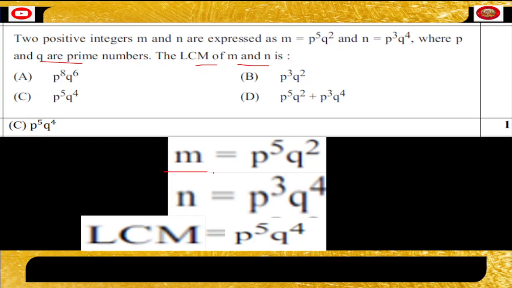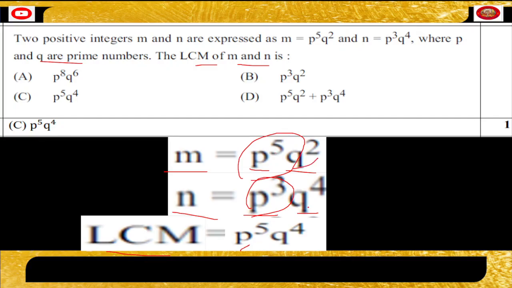Here given is m equals p raised to 5 q square, and n equals p q raised to 4. They asked for the LCM of m and n. LCM means the highest power. Here is p and here is p raised to 5, so the highest power is p raised to 5. Therefore, we take p raised to 5.